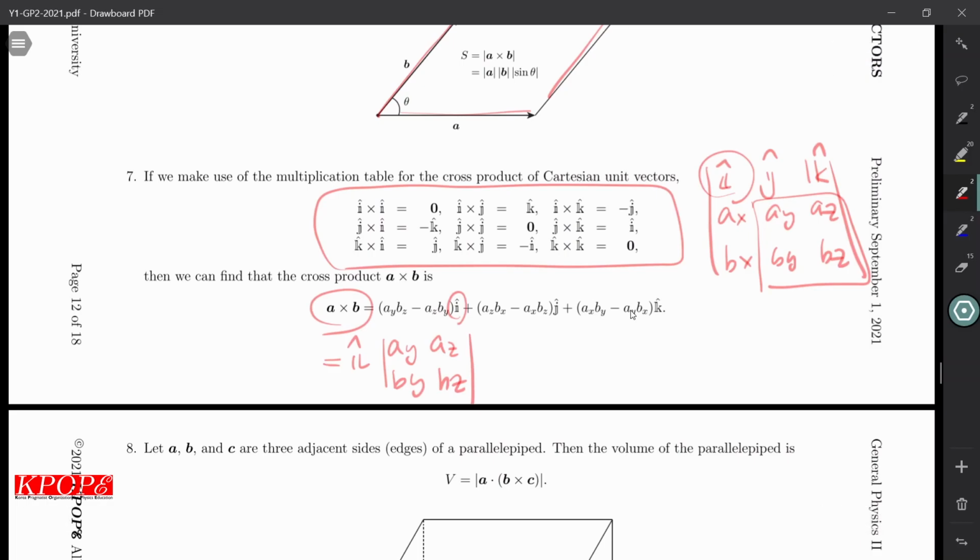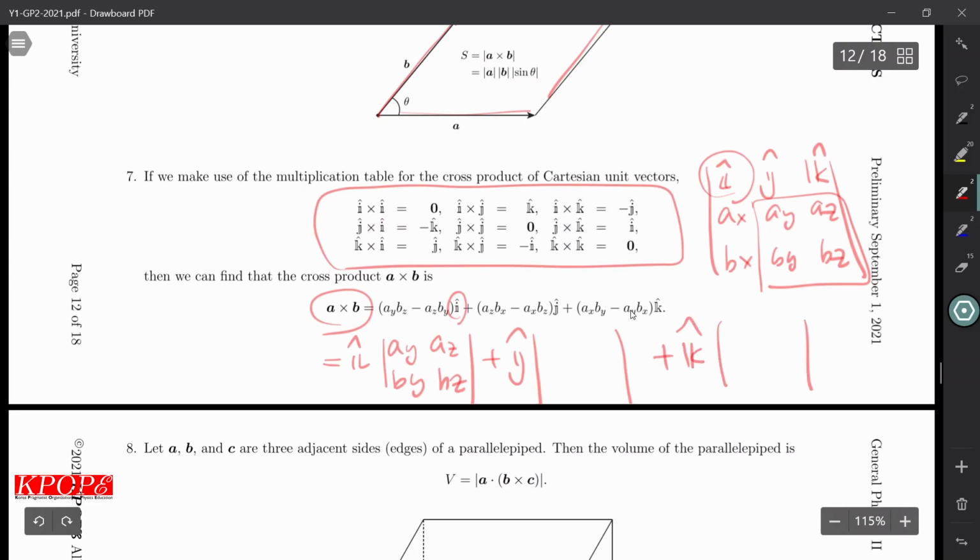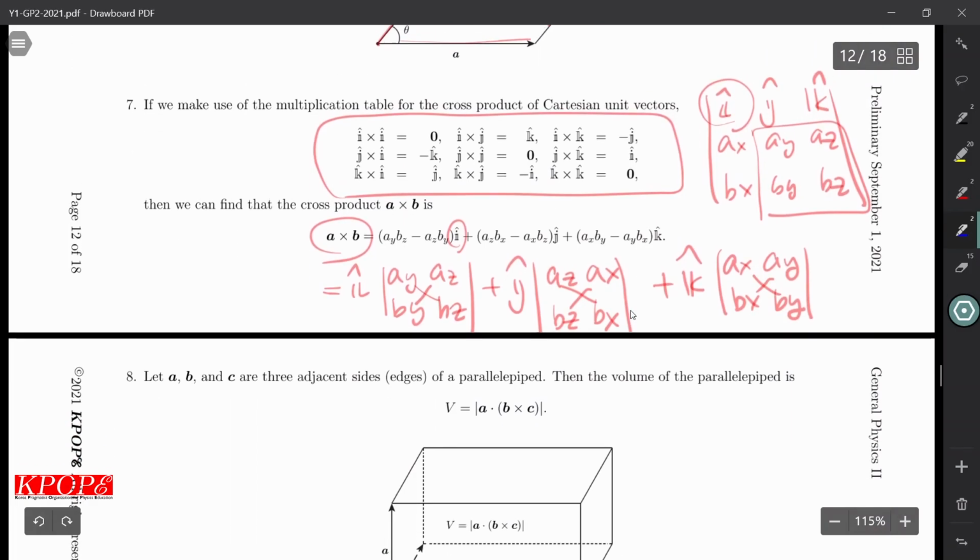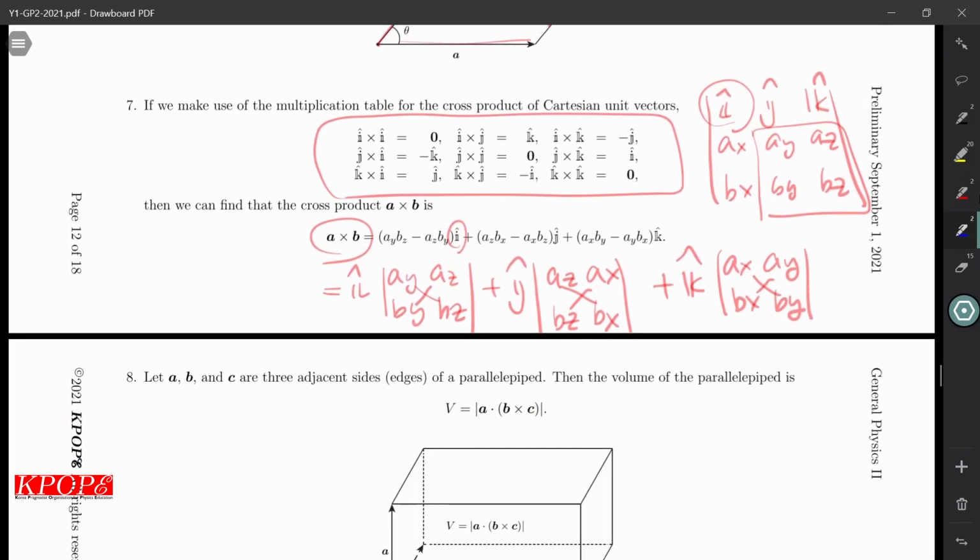Then j and k, with the determinants ax, az, bx, bz, and ax, ay, bx, by. So this value is ay bz minus az by. The second term is az bx minus ax bz. The third term, proportional to k hat, is ax by minus ay bx.